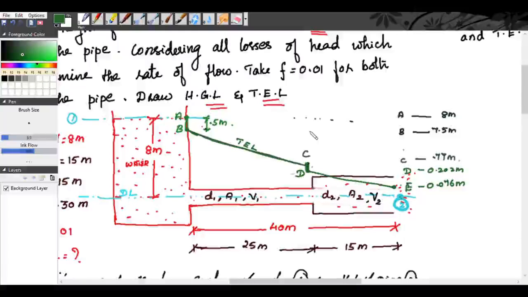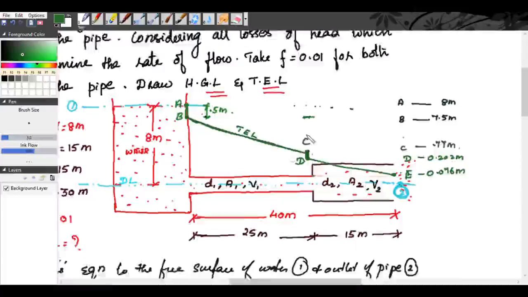Now from B to C, what is the distance? You can mark it. Okay, you can mark the distance from B to C. Same way from C to D, what is the distance? Same way from D to E, what are the losses? You can mark that also in this diagram if you have space or if it is not congested.